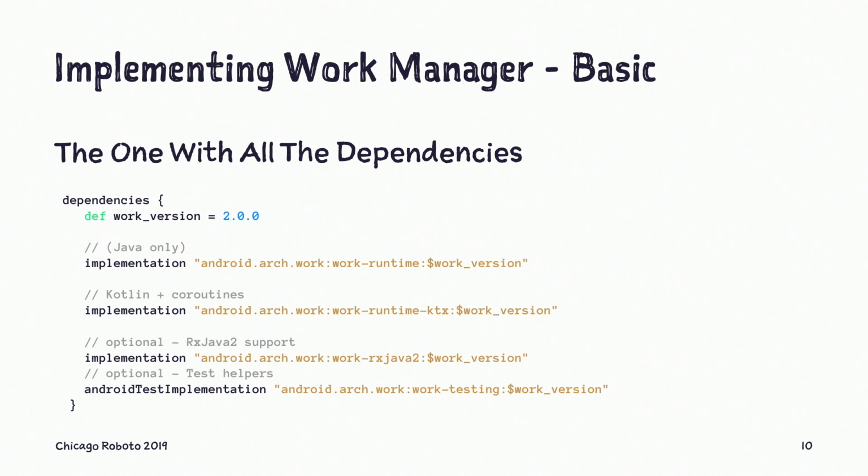So this is how the dependencies look: Java, Kotlin, testing, all of those things exist. 2.0.0 is the AndroidX version, 1.0.0 is the regular Android version of the dependencies. This is the stable version.